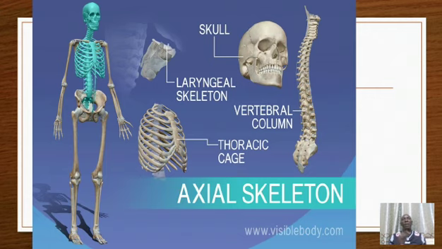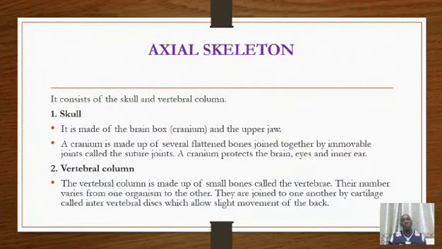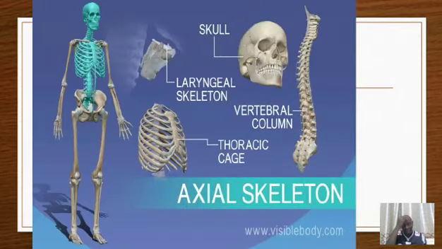So for the axial, which parts are we drawing our focus to? The skull and the vertebral column plus the rib cage. So those are the parts that make up the axial. We are indicating that the axial consists of the skull. But what makes up the skull? The skull has the bone called the cranium, or the brain box. Inside the cranium is where we find the brain. Therefore, it protects the brain.